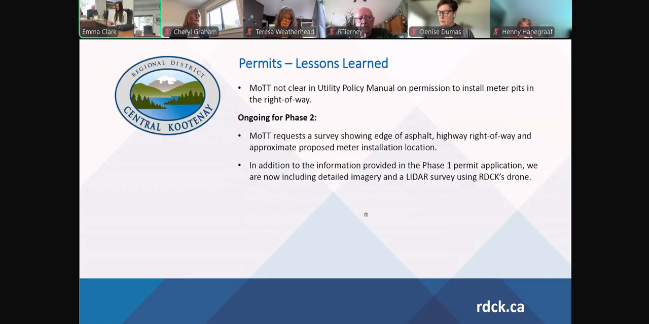So again, our lessons learned. Essentially, we just spoke about what is required. We do have some ongoing issues with MOTT for phase 2, but I do believe that with the additional LiDAR imagery that we're providing to them and the drone mapping that we're doing, we've satisfied that for our blanket permit for phase 2. Next slide, please.